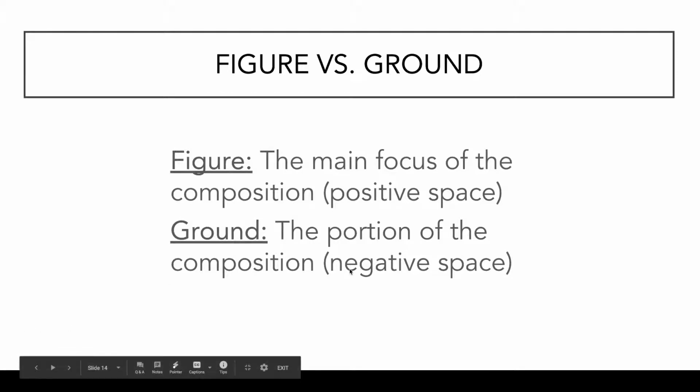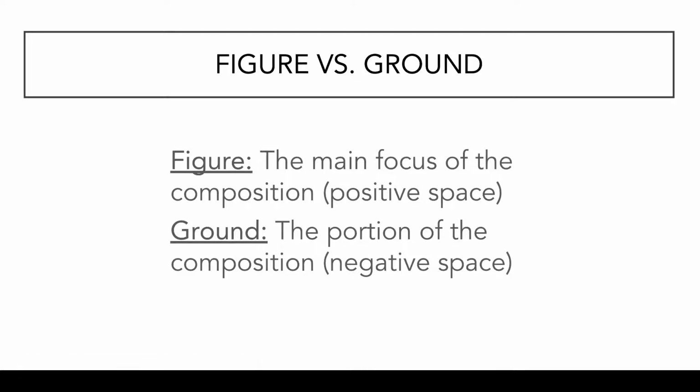Now ground. Ground is the area of negative space that operates around our main focal point. What I mean by that is it could be the atmosphere, the background in which an object or a human is sitting or surrounded by. I always like to define this as our atmospheric space. So when we're talking about that negative space, that's how we can start to define what that means.